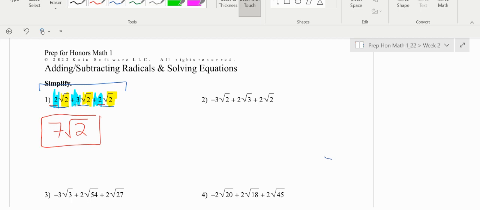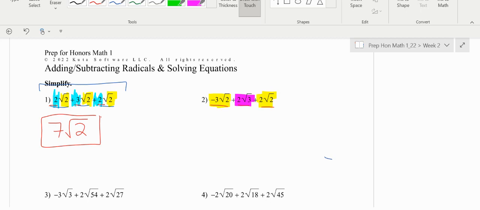For the second one, same thing. I look at each term and see that it's completely simplified. So I have a radical 2, a radical 3, a radical 2. Those terms are all simplified. We then look to see what are like terms. So I see a negative 3 radical 2 and a 2 radical 2. Those are considered like terms because the number under the radical is the same. But you can see that 2 radical 3 is not a like term. The number under the radical is different.